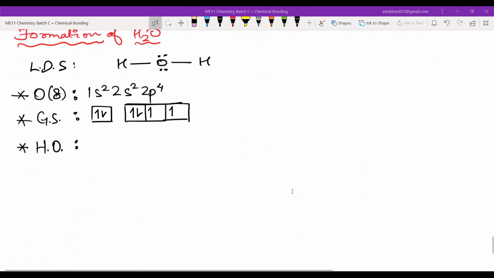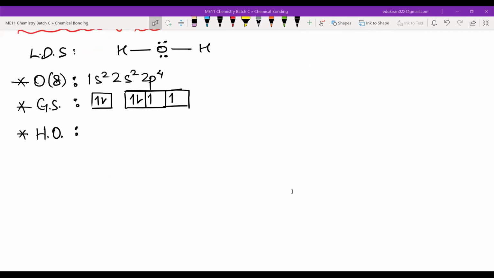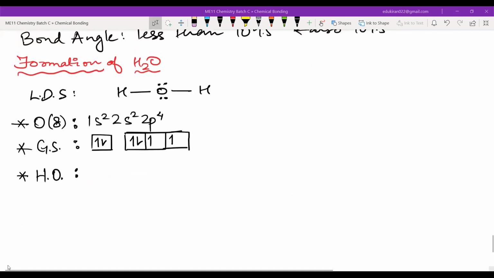Lewis dot structure. Whenever you have the formation of H2O, in the question you will be asked to discuss the hybridization, or discuss the geometry and the shape of the H2O molecule, or discuss the hybridization, geometry and the shape of H2O molecules. Okay, so now again ask the question for the oxygen atom.